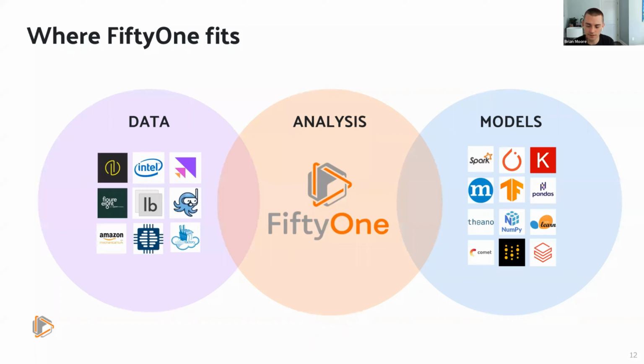But in general, 51, you should think of it as a tool that helps bring your data-centric part of your world, like the way you get your data annotated, the way you find your data, the places you store it, together with your model-centric tools, the way that you train your models, the frameworks that you use, the tools that you use to track your experiments. 51 brings those two together and helps you iterate on your data sets and models together.